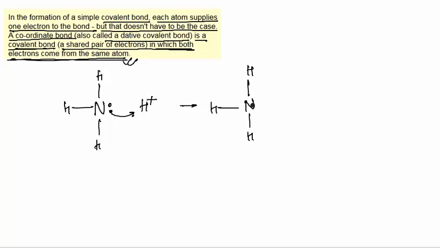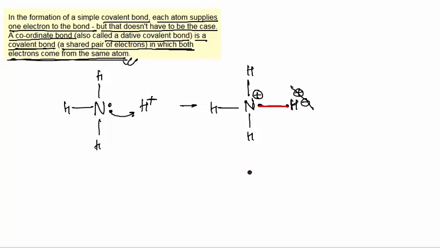Now this nitrogen has lost one electron to this H plus, so it will achieve one positive charge. And this hydrogen had one positive charge earlier, and it gets one electron from this nitrogen, so it will get a negative charge, and negative and positive cancel out. Okay, and now they will share.